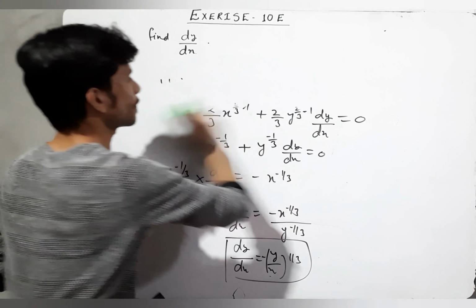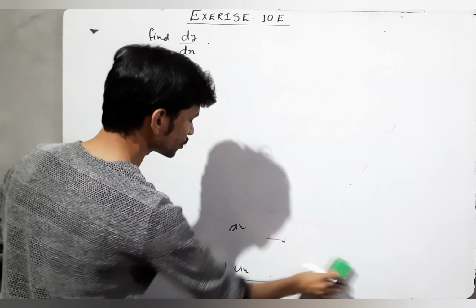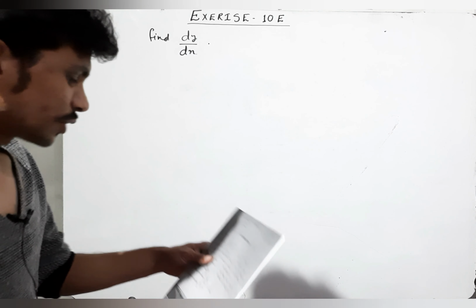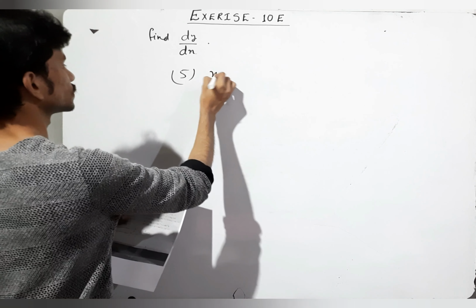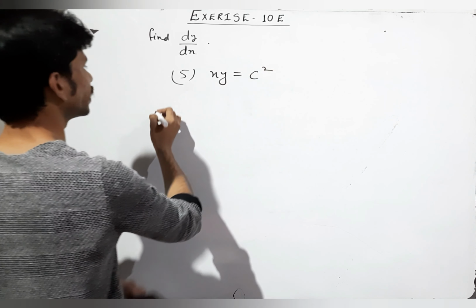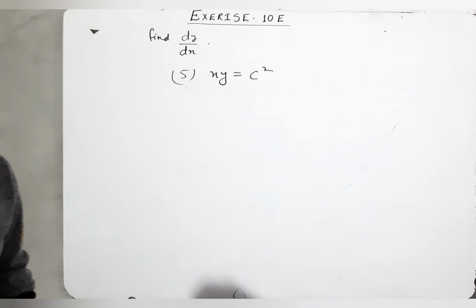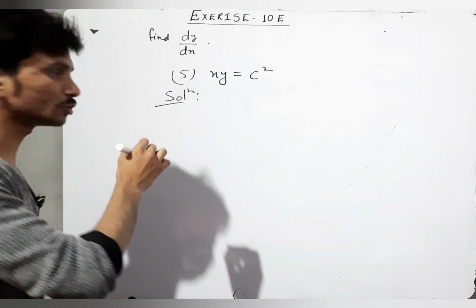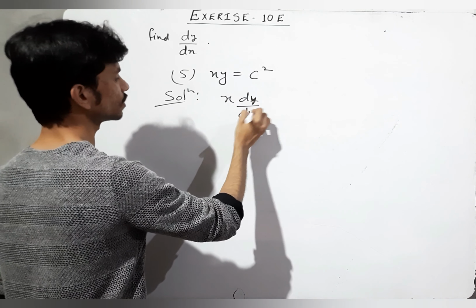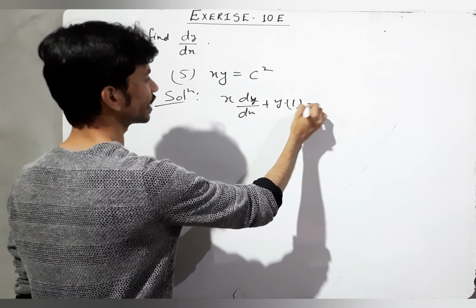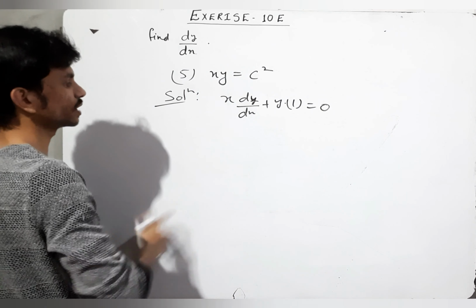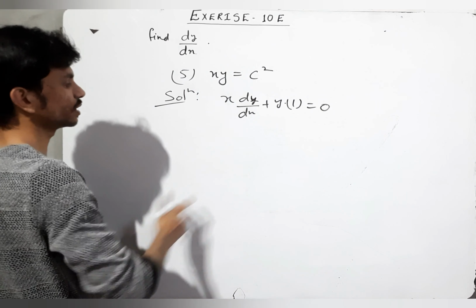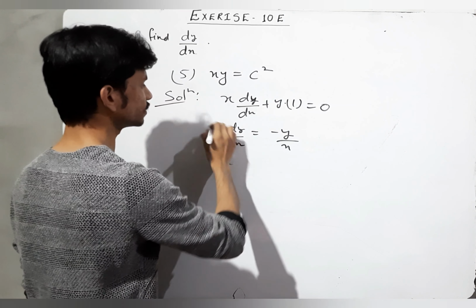Now let's solve question number 5. Question number 5 is xy equals c square. This is the product of two variables, so we will use the product formula. So here x is the same, y becomes dy over dx, and now y is the same, x becomes 1, and c square equals 0 because it is a constant, or dy over dx equals minus y over x. Okay, so this is the final answer.